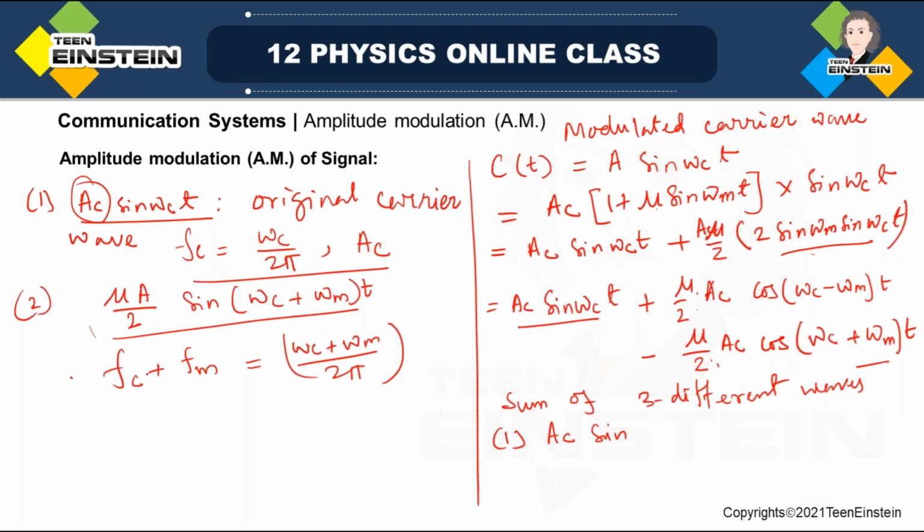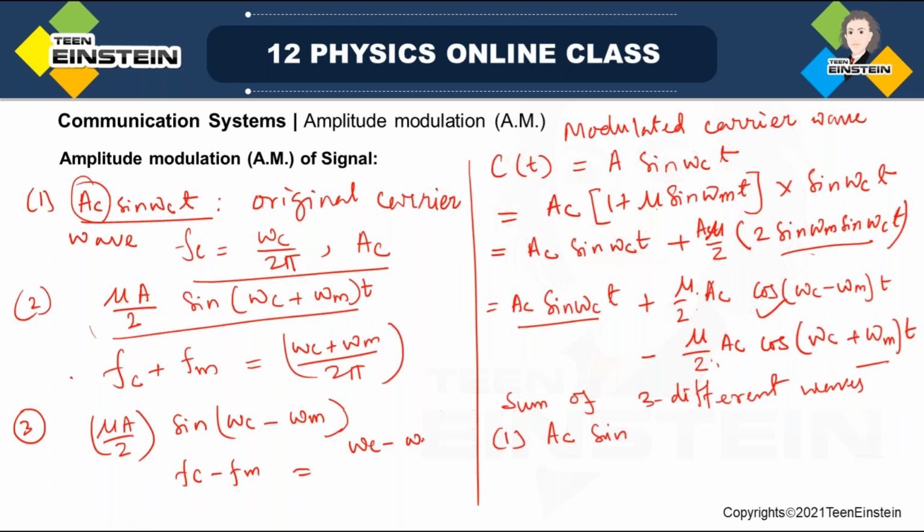And the third wave, which is this one, again has the amplitude mu AC by 2, then sine of omega c minus omega m, which has lesser frequency than even the original one. So frequency fc minus fm is equal to omega c minus omega m divided by 2 pi. So these are the three things we have got here.